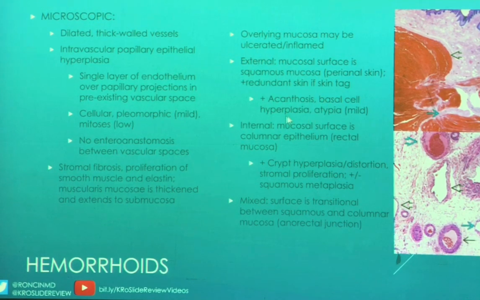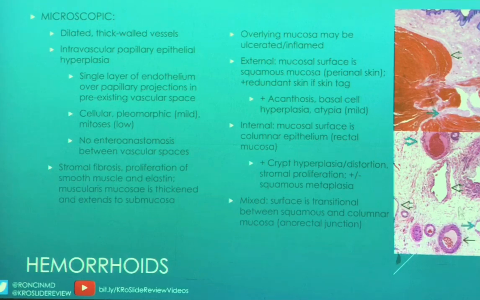Internal, however, should be covered by mucosal epithelium, by columnar epithelium or rectal mucosa, okay? So here you can see crypt hyperplasia. So instead of acanthosis, crypt hyperplasia, there can be some mild distortion, again, stromal proliferation, and you may or may not see squamous metaplasia. And mixed just honestly means that it's crossing that anorectal junction, okay? It's crossing that dentate line, and it will have features of both.